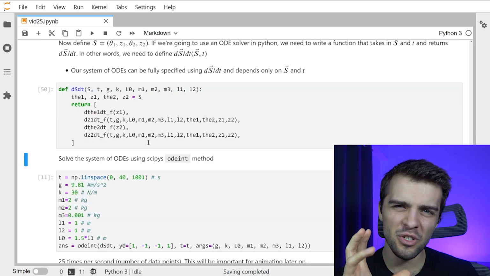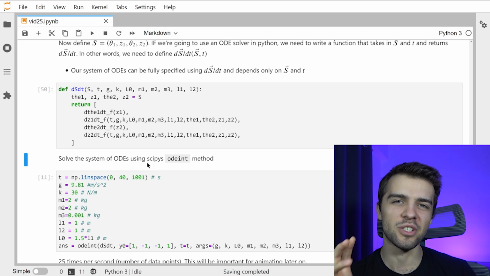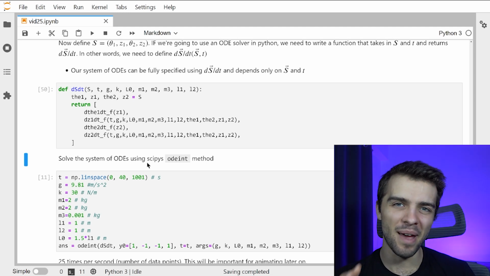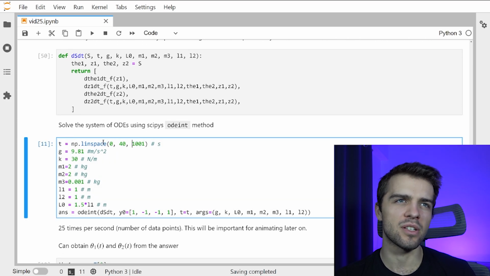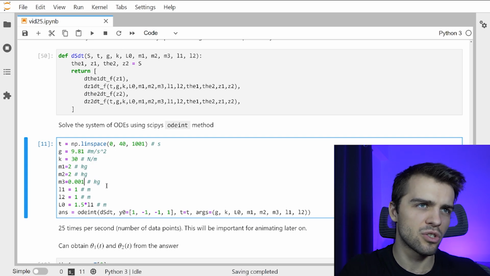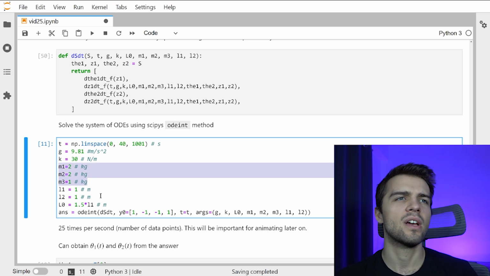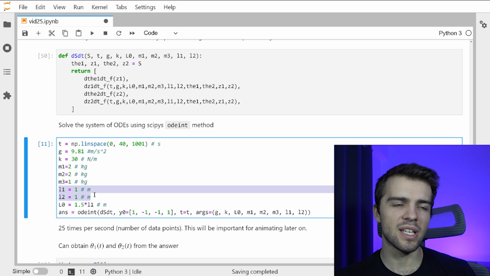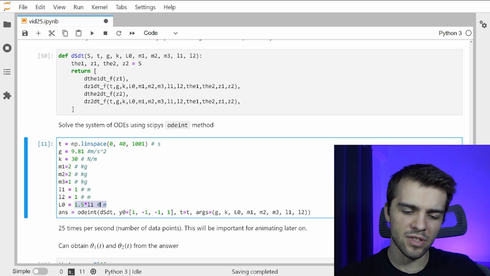And so now that our function is all properly formatted, we'll solve the system of differential equations using the odeint method of SciPy. And so here I define some times I want to solve over, 0 to 40 seconds. I define g, k, all the masses. I'm going to change this to 2 kilograms, or 1 kilogram, so they're all slightly different. The 2 lengths, they're going to be the same for now, and L naught is equal to 1.5 times L1. So that gives some parameters.